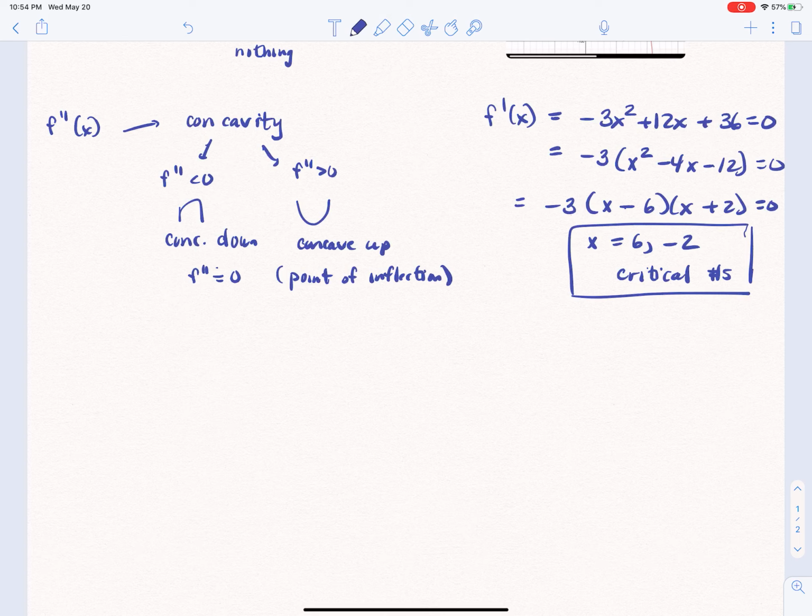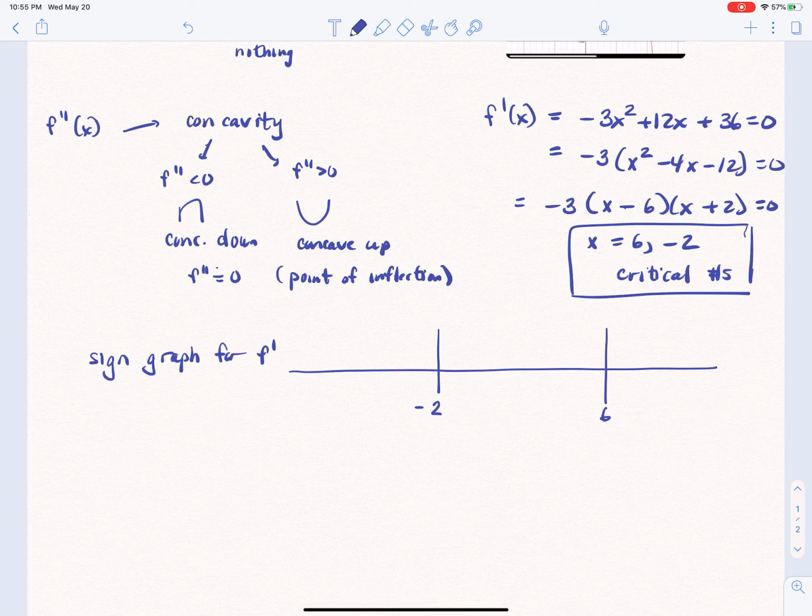So the sign graph for f prime, here's what it looks like. We know we have a 0 at negative 2. We know we have a 0 at 6. So we plug in what we call test numbers, which are numbers that are on each part of the number line here. You notice that those two critical numbers divide the number line into 3 places. So I'm going to pick a test number here, and here, and here.